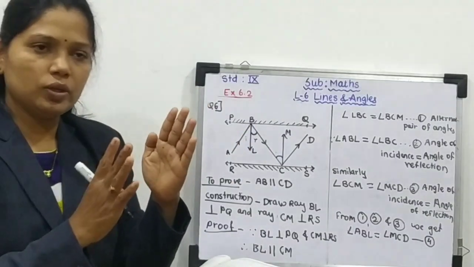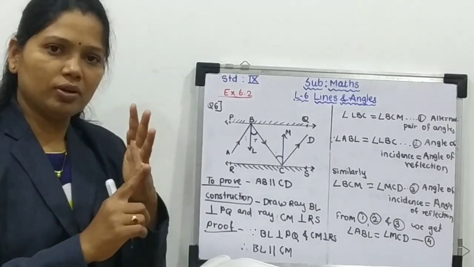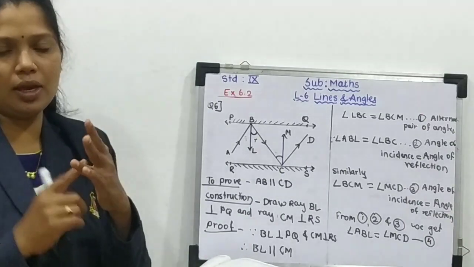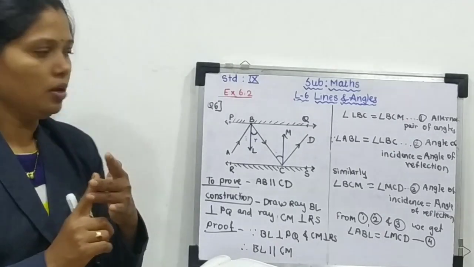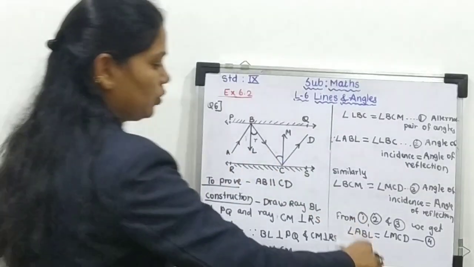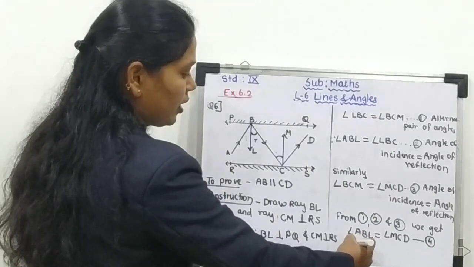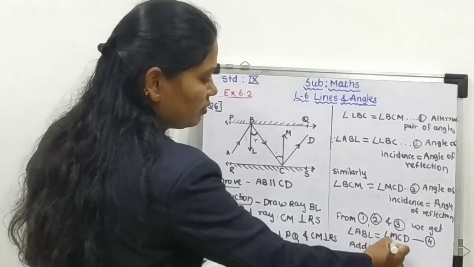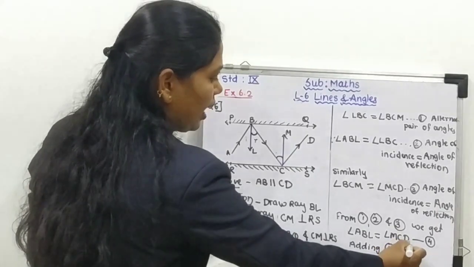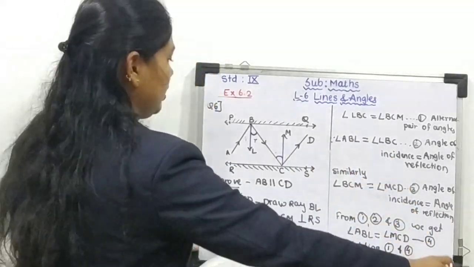So those two angles may be alternate angles, or corresponding angles, or interior angles on the same side of the transversal, right? So we are just going to try to find out that one. So here we will write, adding first and fourth, what do we get?